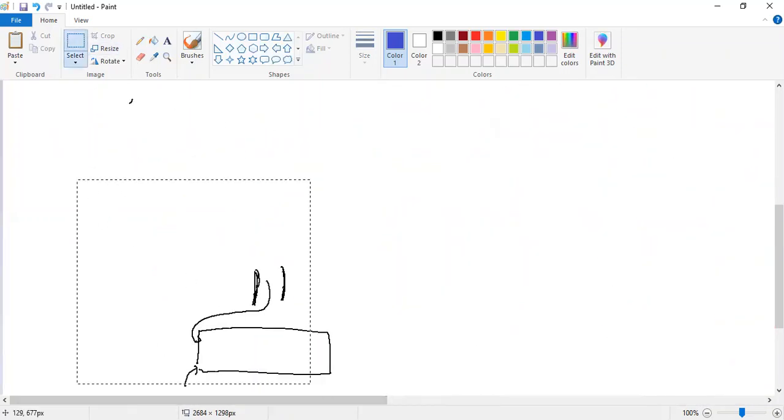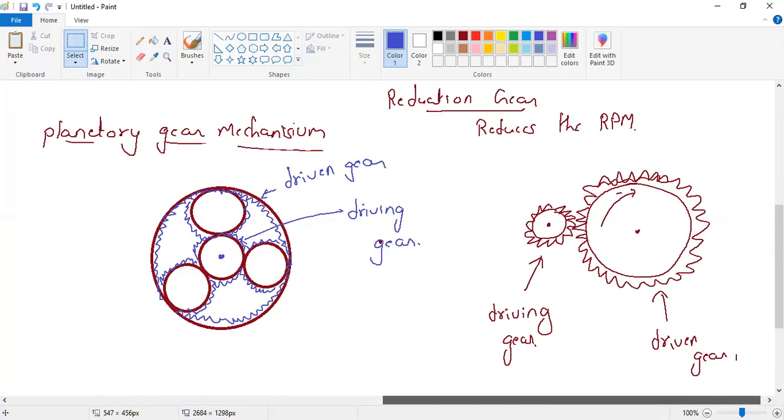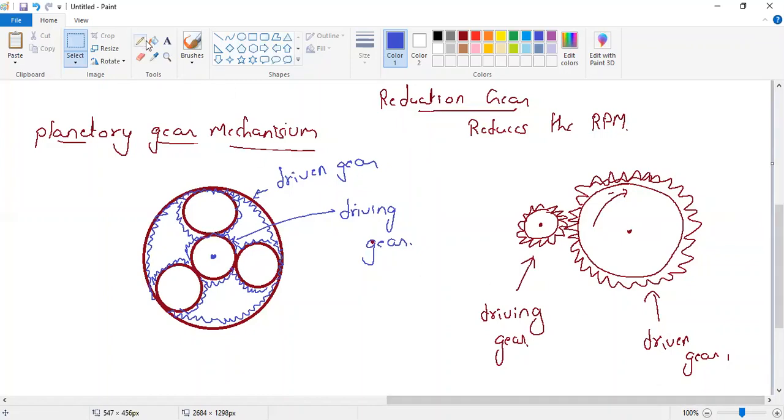Can you repeat the last part? Which part? The part where it reduces the RPM. See, you need to look at the number of teeth. This is a small gear and this is a larger gear. When I do this arrangement, this will rotate one time, and for this one complete rotation, the driven gear has to rotate 3 times. So I get a reduction of 1:3.